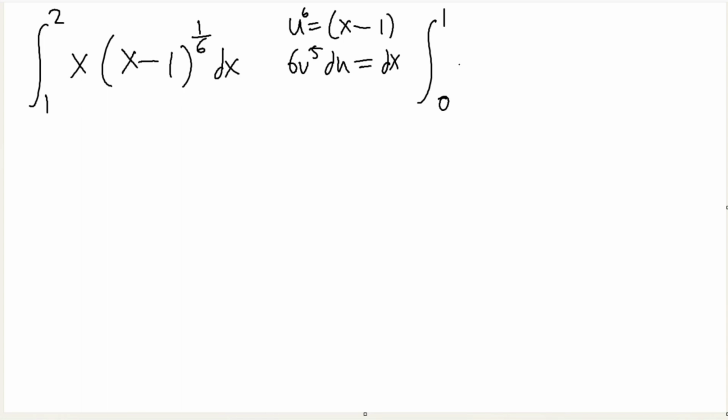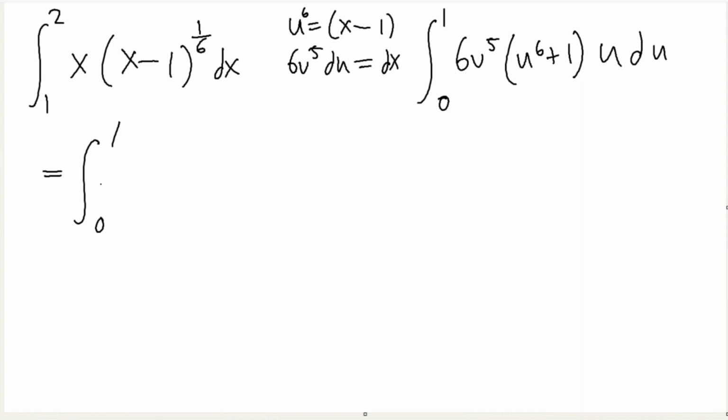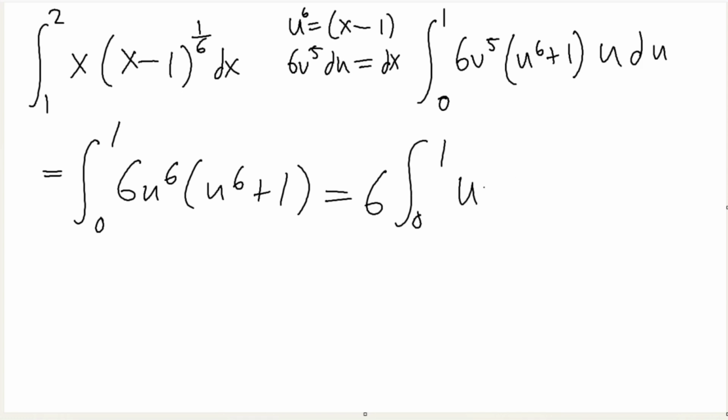And so now we have 6u^5, x is equal to u^6 plus 1, and then u du. I like this better. So now this goes from 0 to 1, and then this is just 6u^6 times u^6 plus 1, which is equal to 12, 6 du.